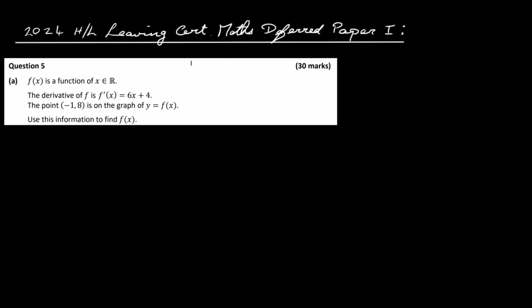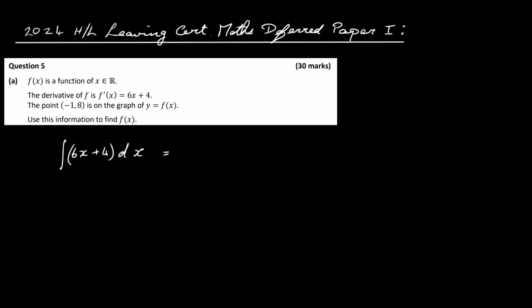Okay, so this is going to be an integration question. So what we've got to do is to work backwards from 6x plus 4. We've got to integrate 6x plus 4 with respect to x. This is an indefinite integral, so we should end up with a c as well. Don't forget the c, the constant of integration.